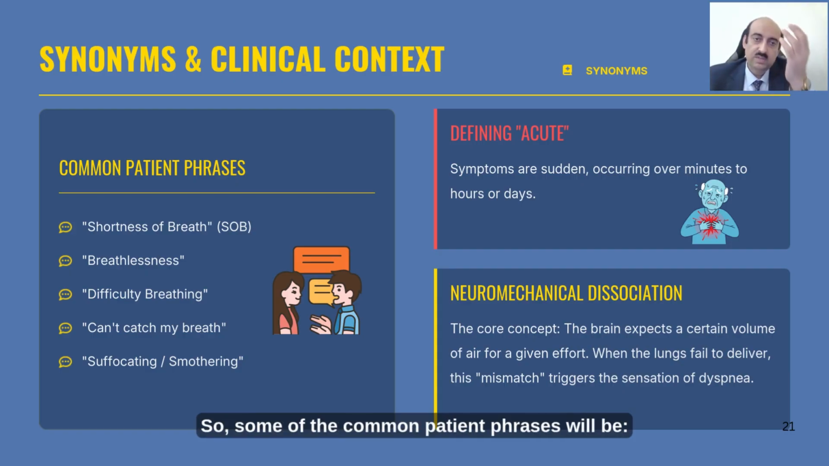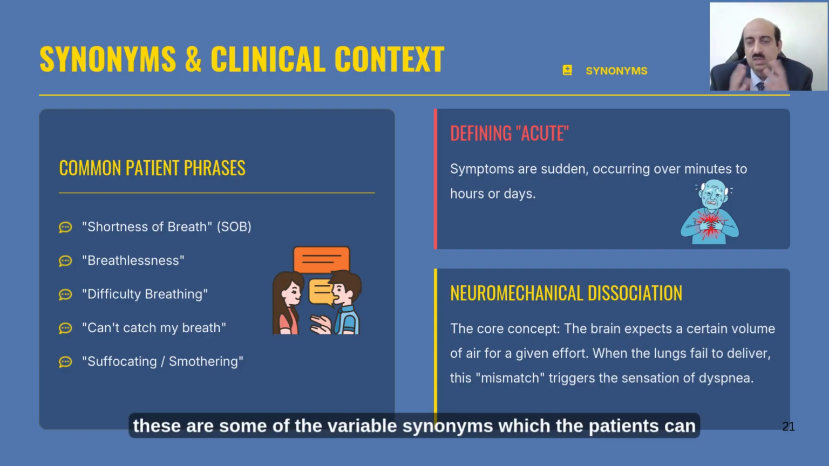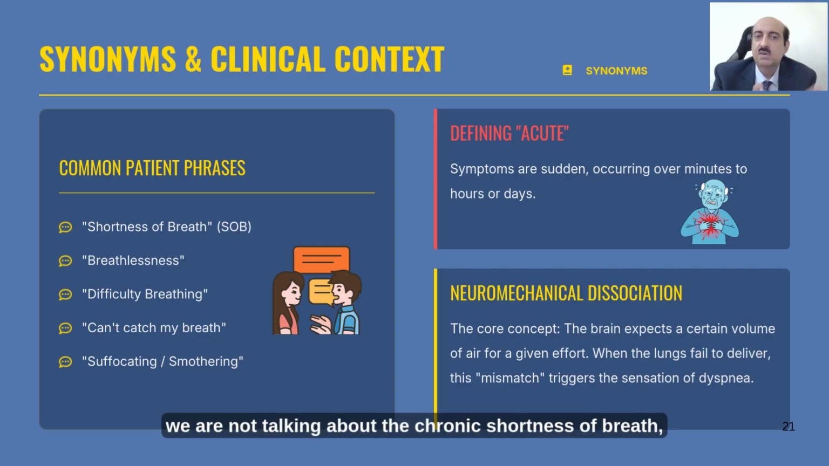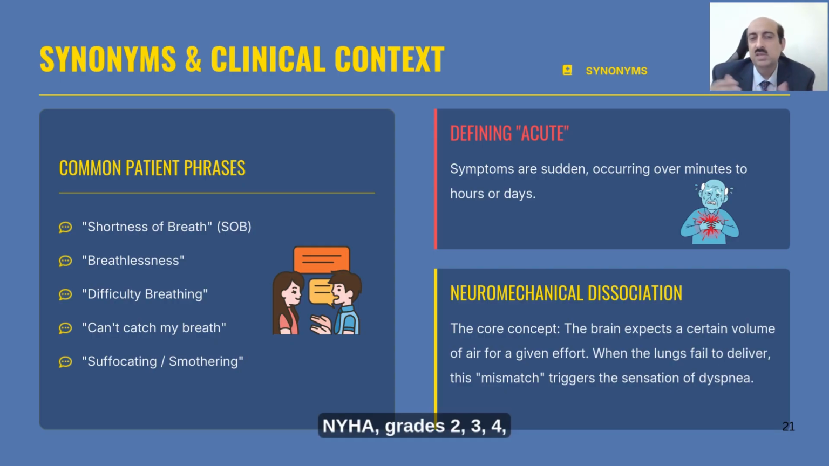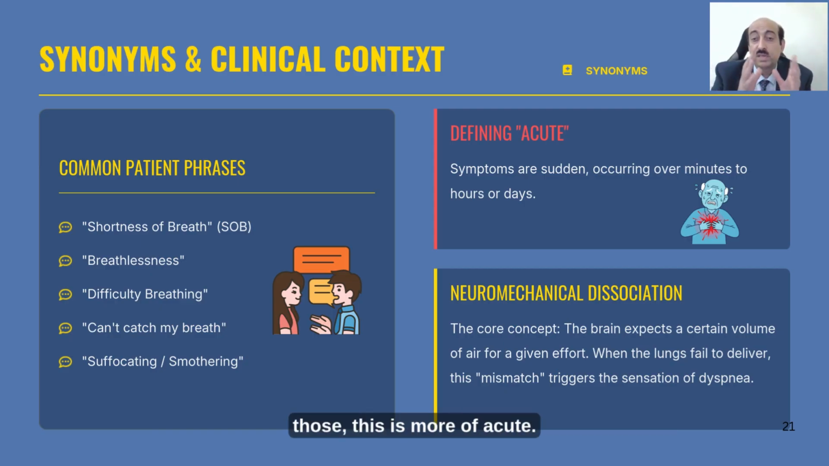So some of the common patient phrases will be, doctor, I'm short of breath, I'm feeling breathless, I find it hard to breathe, I'm finding difficulty in breathing, I really cannot catch my breath, I feel suffocating or smothering. So these are some of the variable synonyms which the patients can use. When we talk about dyspnea, remember this module is acute dyspnea. We are not talking about the chronic shortness of breath, NYHA grades 2, 3, 4, gradual heart failure over a period of time and ILDs and all those. This is more of acute.